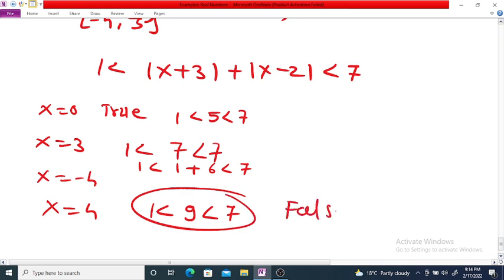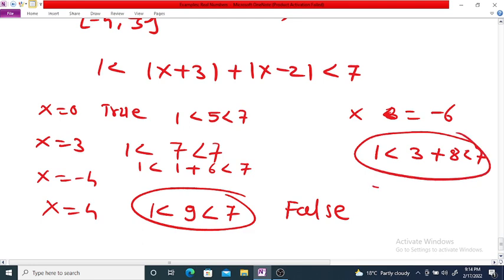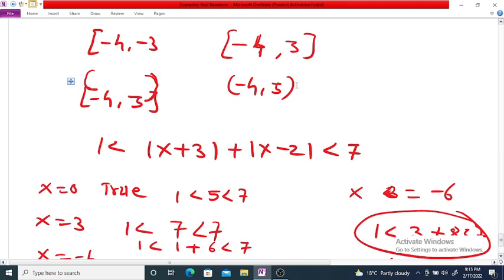And for x less than the interval, say x equal to minus 6, then minus 6 plus 3 is minus 3, so it is 3, plus 8, which is not less than 7. This condition is also false. So the solution is minus 4 to 3, open interval.